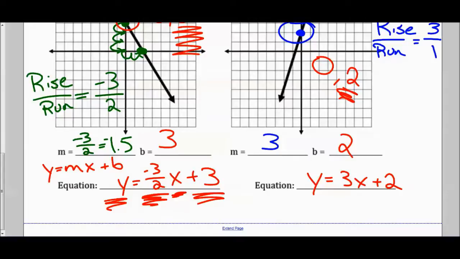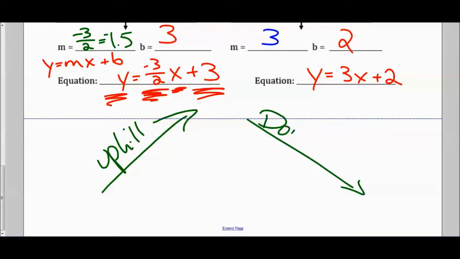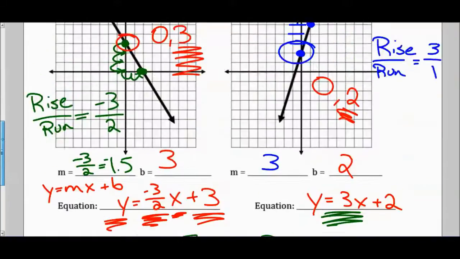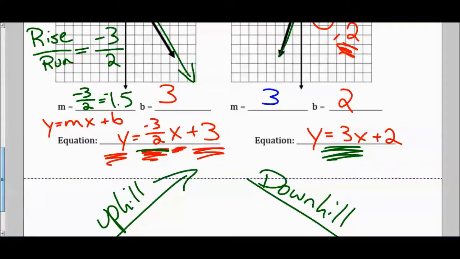One easy way to check to make sure that you did this correctly: positive slopes go uphill. Negative slopes go downhill. That's a positive number, and it does go uphill. As we can see from the graph, it's going uphill. This one's going downhill, so we should have a negative slope like we do.